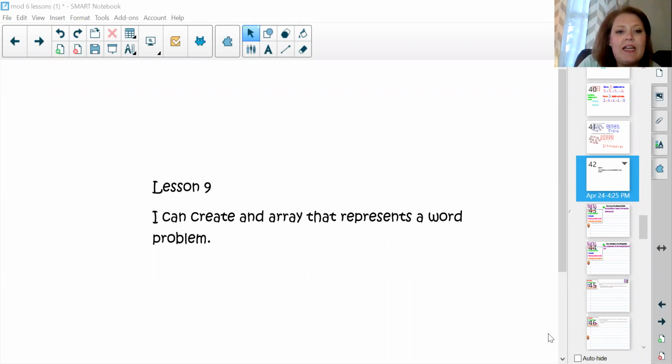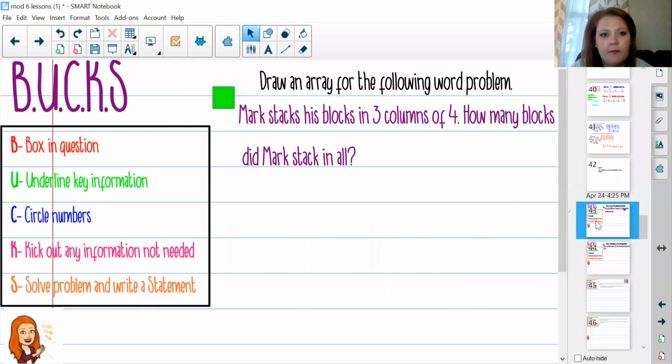Okay, lesson 9, I can create an array that represents a word problem. You're going to create arrays and you're also going to create tape diagrams too. Don't worry, I'll walk us through both of them. All right, let's get started here.